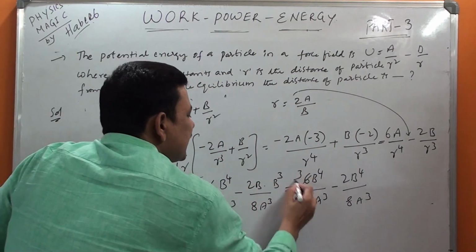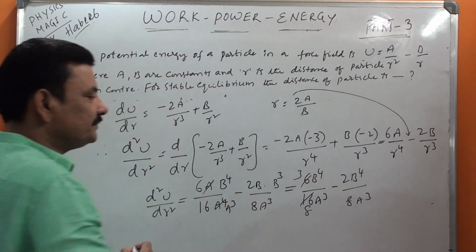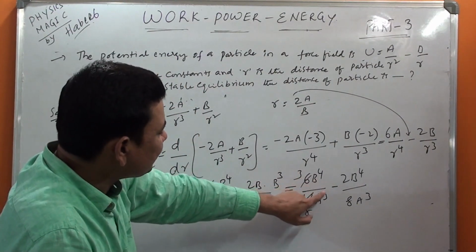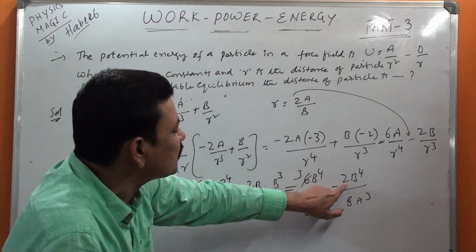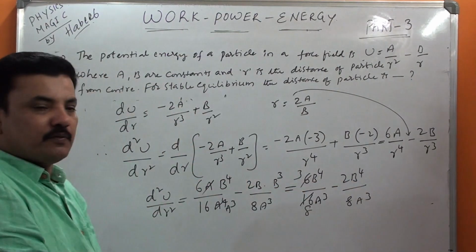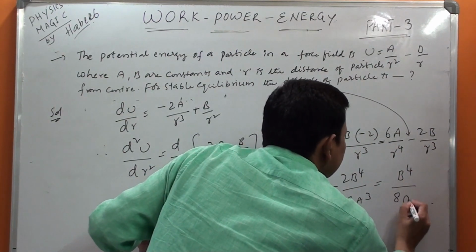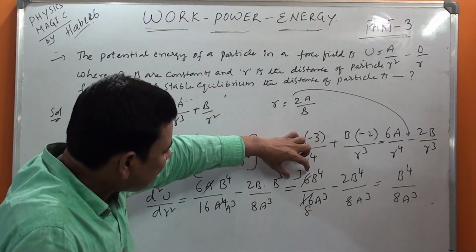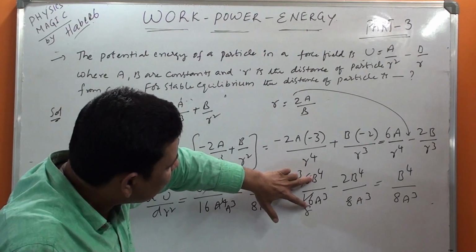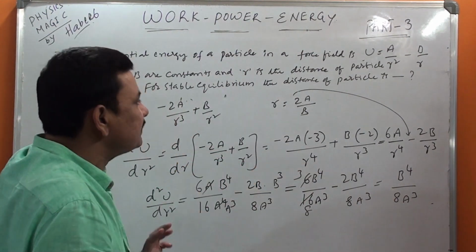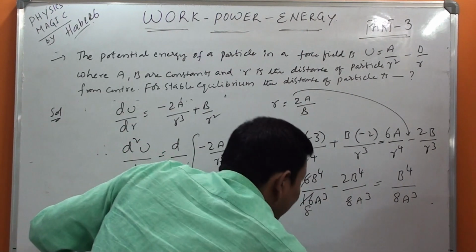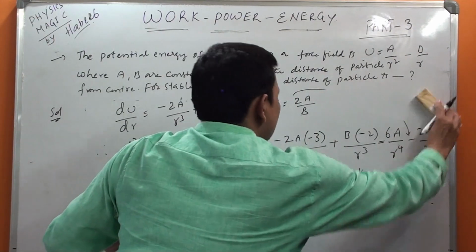Then 2 3s are, 2 8s are. So 3b power 4 by 8a cube minus 2b power 4 by 8a cube. What is left? b power 4 by 8a cube. That's it. 3 times b power 4 by 8a cube. Simple. Here only. I will explain you if you want here.